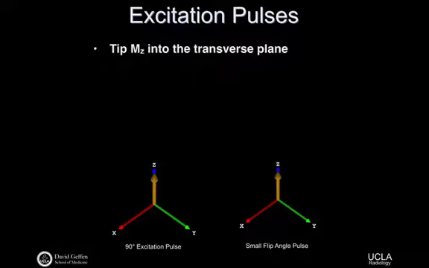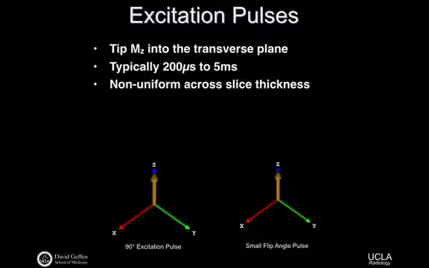So let's talk a little bit about excitation pulses. The idea is that any excitation pulse will tip MZ into the transverse plane, will generate some transverse magnetization. They're typically short, a couple hundred microseconds, maybe a few milliseconds. They may, in fact, be non-uniform across the slice thickness. This is getting a little bit ahead of ourselves, but in MR, we excite a slice, and that slice has some nominal thickness. It's usually on the order of millimeters. It might be 4 millimeters, it might be 10 millimeters thick.